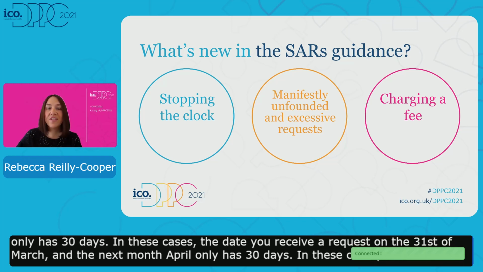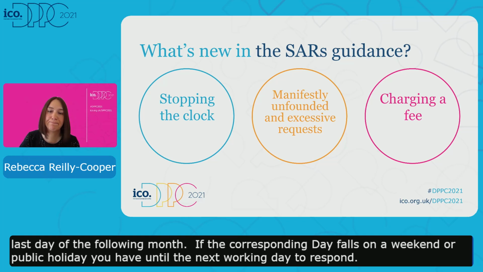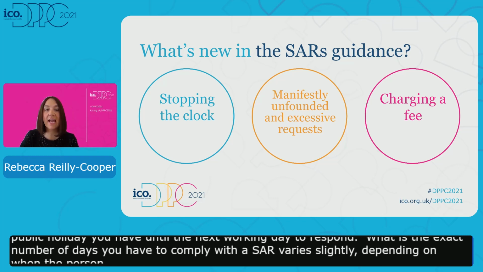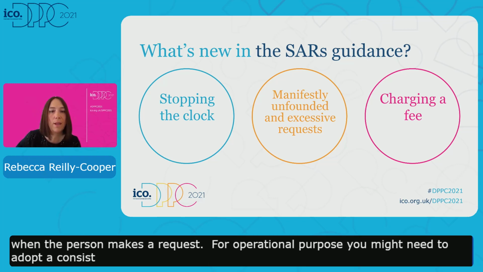If the corresponding date falls on a weekend or a public holiday, you have until the next working day to respond. What this means is that the exact number of days you have to comply with a SAR varies slightly depending on when the person makes the request. For operational purposes, you might need to adopt a consistent number of days. And in that case, it might be helpful to adopt a 28-day period, and that way you can always be sure that you are responding in the time limit.